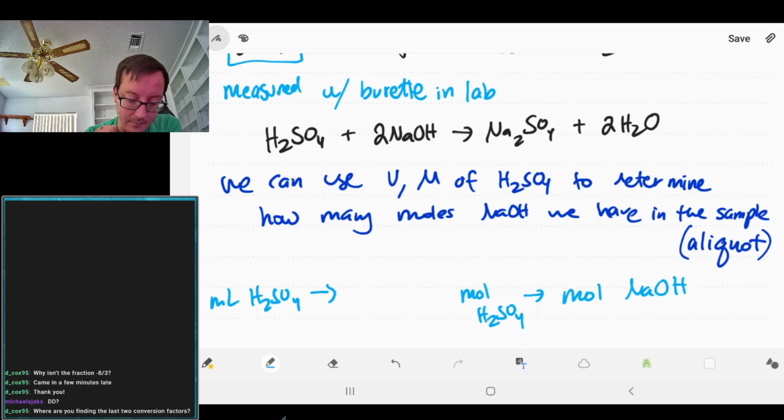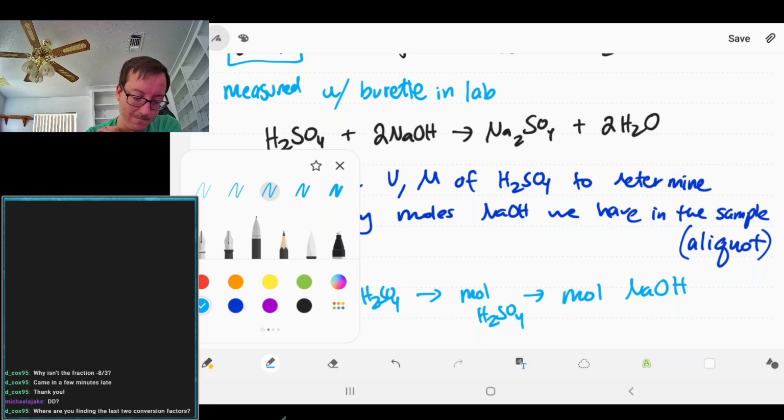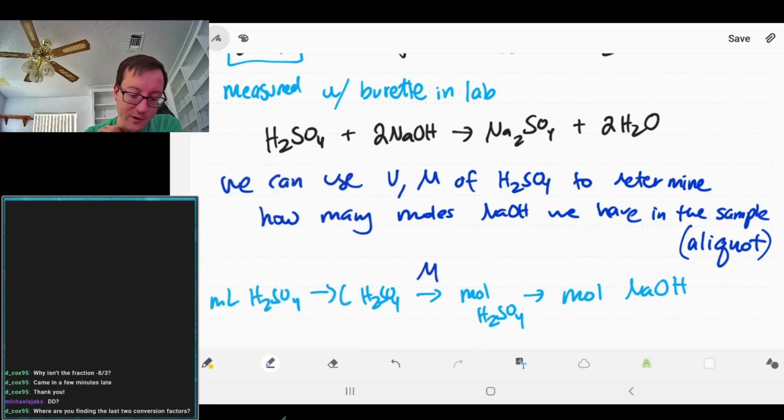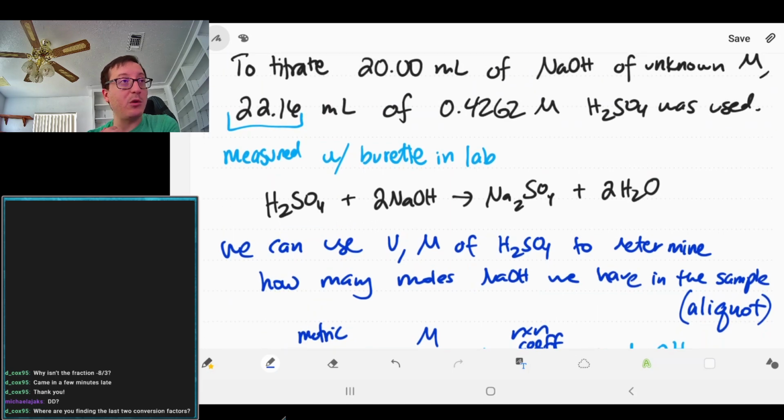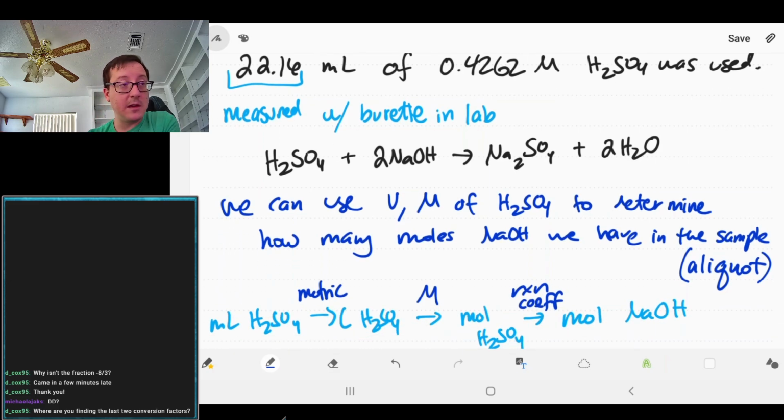So, our last little bit here, we just will need liters instead, because molarity is our conversion between moles and liters. This one's just a metric conversion. And again, this is our reaction coefficients. So we already know all of our conversion factors. And so we have our milliliters, we have our molarity, we have our reaction coefficients. Let's do it.